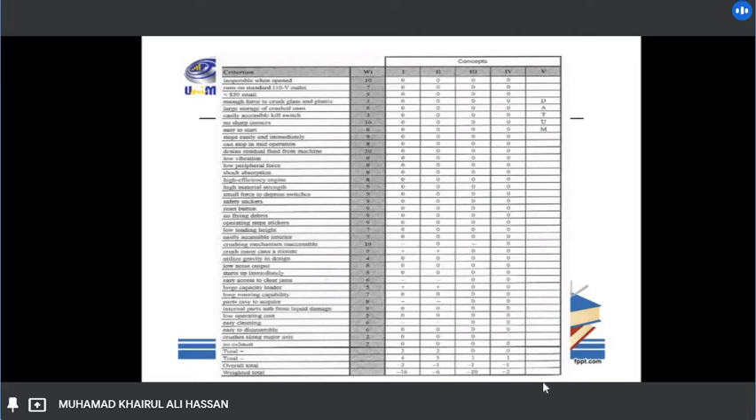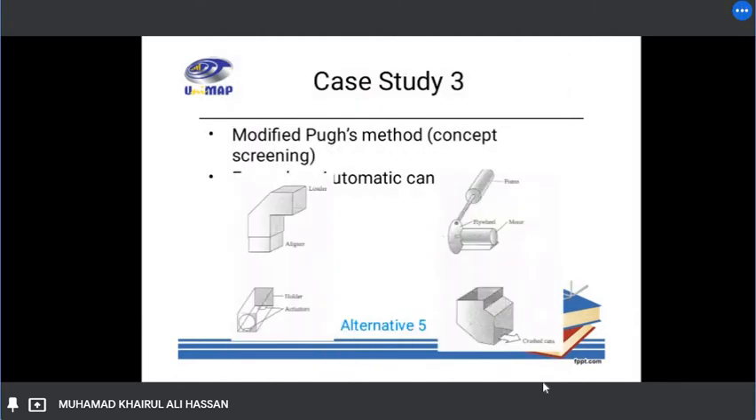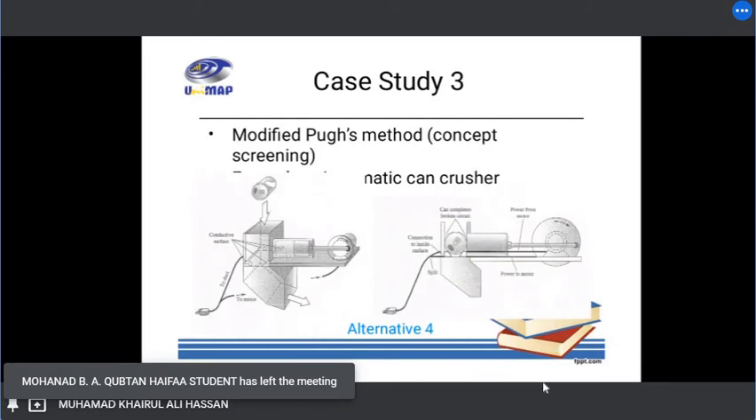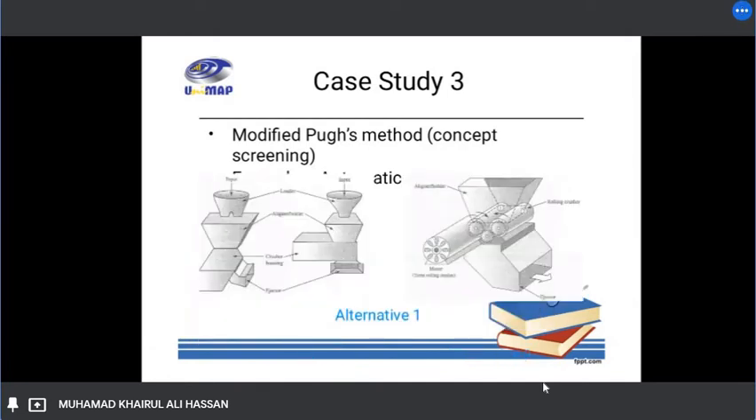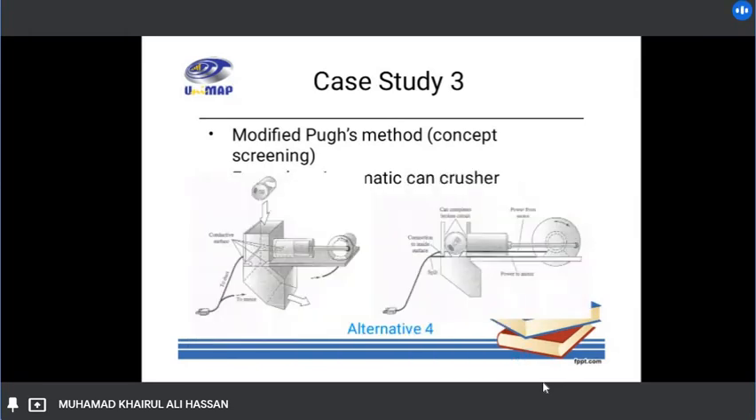Okay, now for example, we have this example for the automatic can crash. Okay, this is the alternatives we got: alternative 4, alternative 3, alternative 2 and alternative 1. Okay, yang ni clear? So alternative 1, they use what? They use crash housing, align, holder, loader. So they use a motor, pasal motor kan? Okay. Alternative 4, they use different options from this table, and then they get alternative 4. Okay. So this is clear.